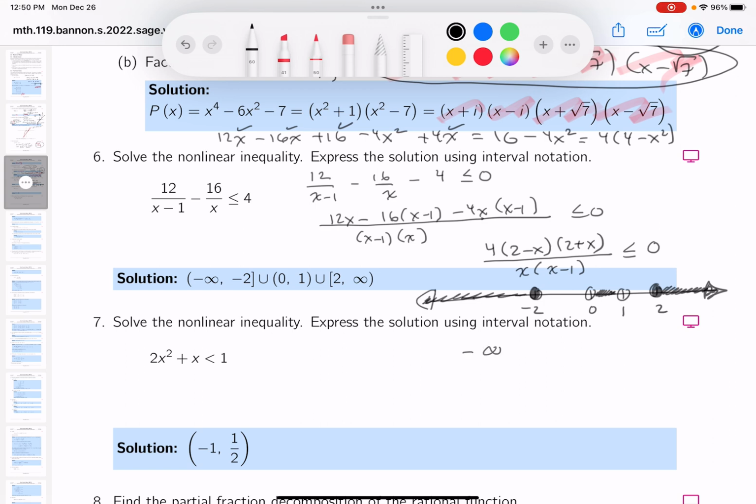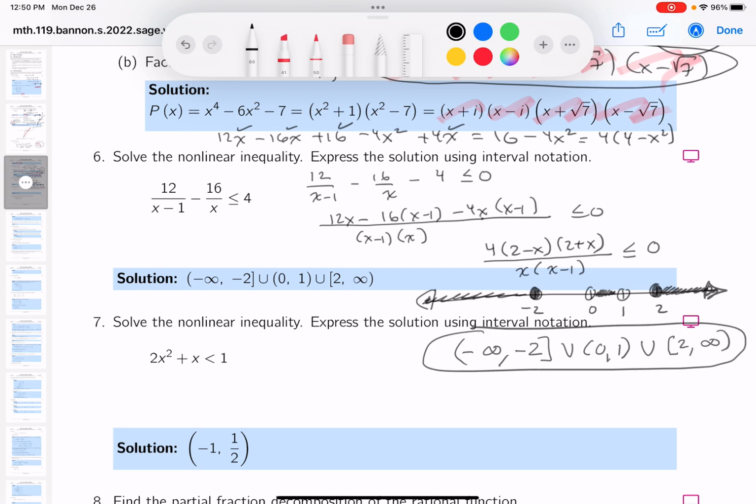It's going to be minus infinity up to minus 2, inclusive, union, 0 to 1, union, 2, inclusive, off to infinity. Final answer is interval notation. Let's look at the key and see if we've got it. I see this, I see this, and I see this. Thank you.